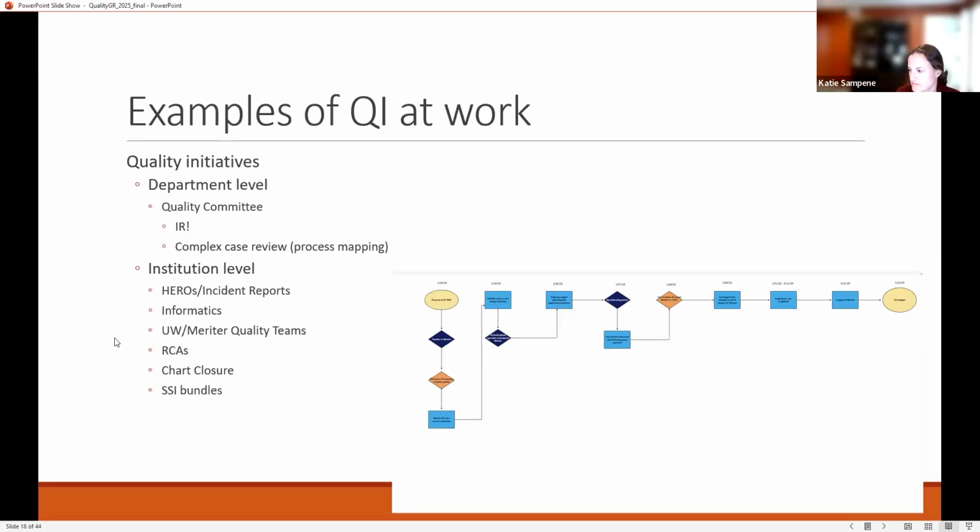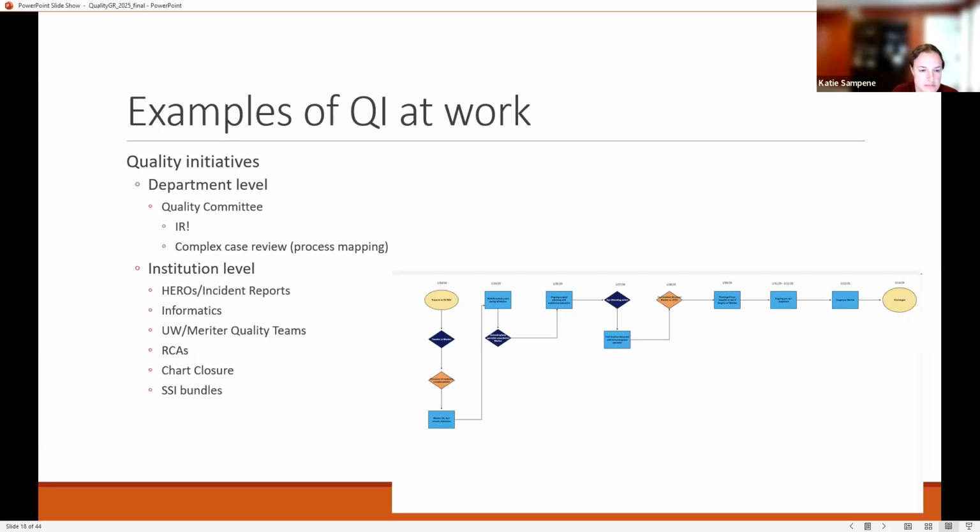As mentioned, some examples of QI work. This is a process map that I'll get to in a second, but we've got a lot of different initiatives going on, both at the department and the institution level. There's a lot of different ways that you can get involved or make an issue be known. So at the department level, we have the quality committee that Dr. Hartenbach mentioned at the beginning. The quality committee has some notable changes or things that we've done.